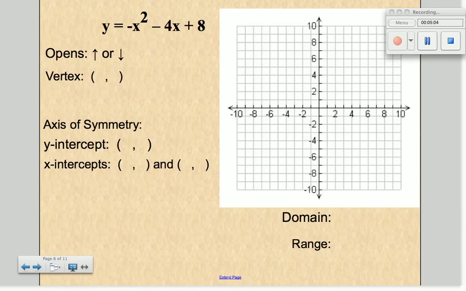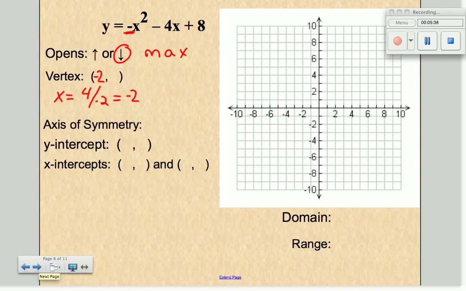Okay, another example. I wanted to do this one for two reasons. Number one, so far all of them have opened up. This one is going to be opening down, and I know that because the number in front of x squared is negative. So that means my vertex is going to be a maximum value. To get my vertex, x equals the opposite of b, which would be positive 4, divided by 2a, which would be negative 2. So my x value is negative 2.